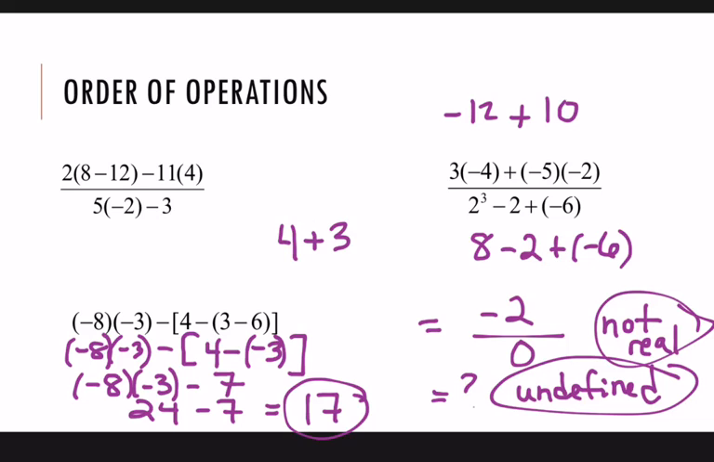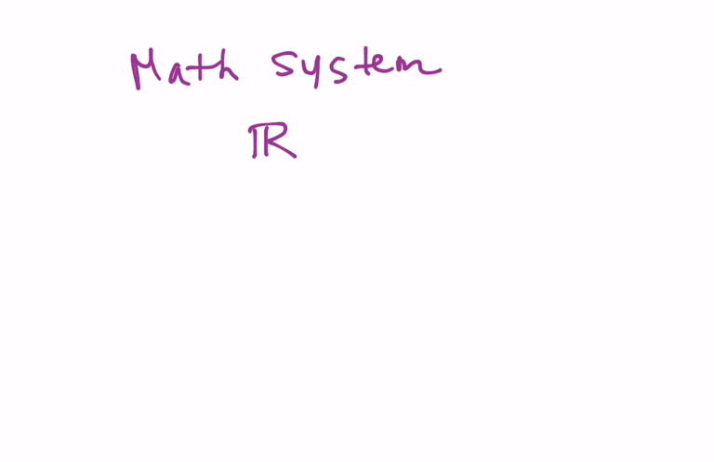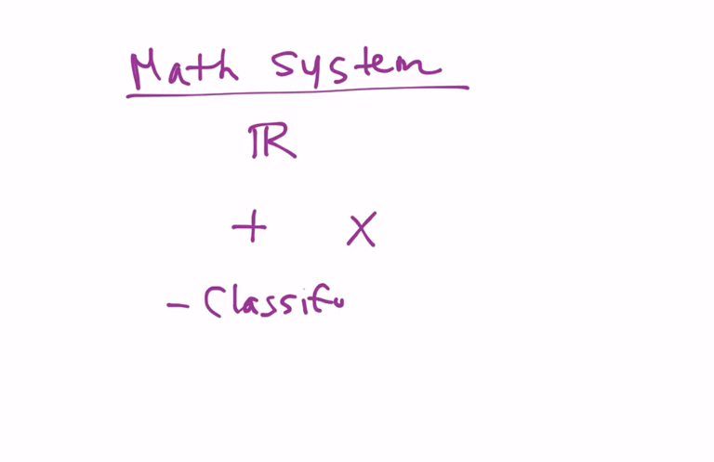I think that's everything I wanted to go over. So to summarize, we talked about what is a math system, and we said that it's a set of symbols. In this case, we're going to be using, for our symbols, all of the real numbers, and then we need at least one operation. So we talked about multiplication and addition. So you should now be able to classify real numbers, see what other subsets they're a part of, natural, integer, whole, etc., and then use the order of operations.